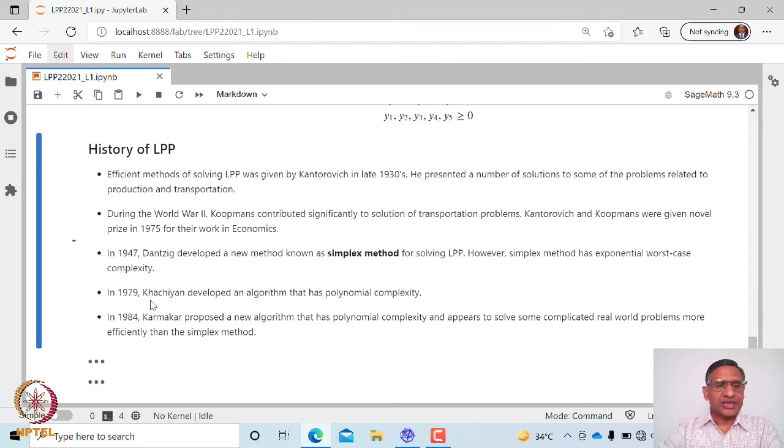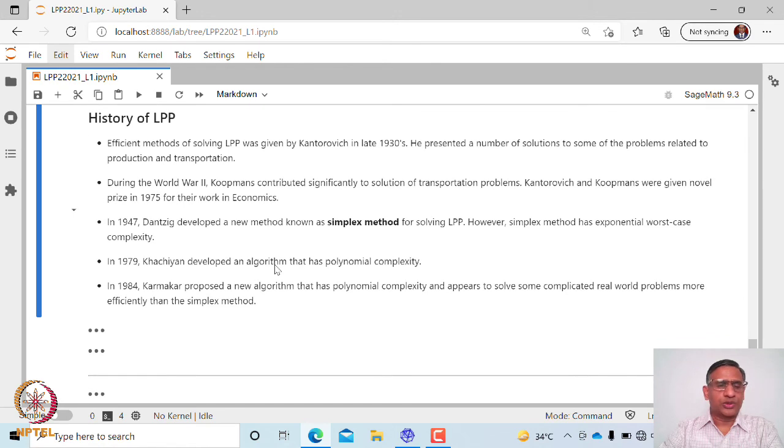In 1979, Khachiyan developed an algorithm that had polynomial complexity. Then in 1984, Karmarkar proposed a new algorithm that has polynomial complexity, and it appears to solve some of the complicated real-world linear programming problems more efficiently than the simplex method. Of course, if you want, you can look at a more detailed history of linear programming. I have told you this very briefly.